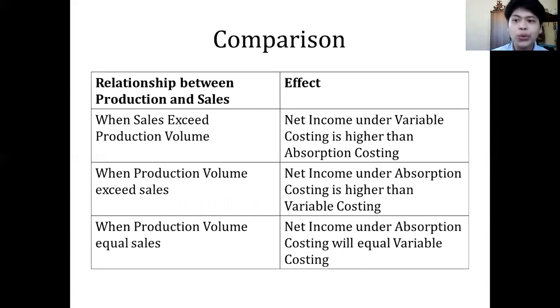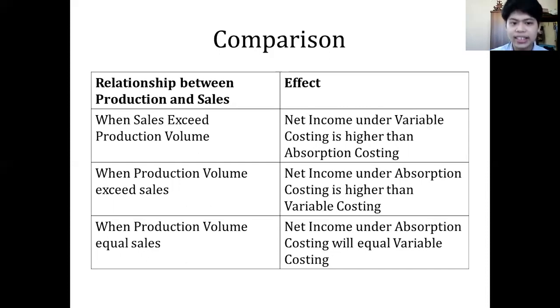So let's now go to the comparison. Okay? There are instances where the net income using variable costing will differ from absorption costing. So what are the relationships? Okay? There are two things that are relevant. Number one, production. Number two, the sales. Those are the two variables. So let's go to the first.